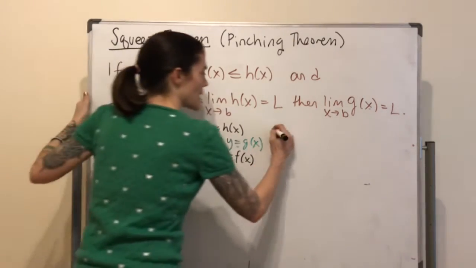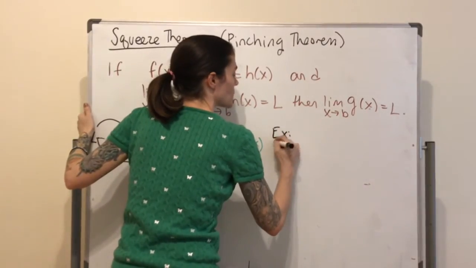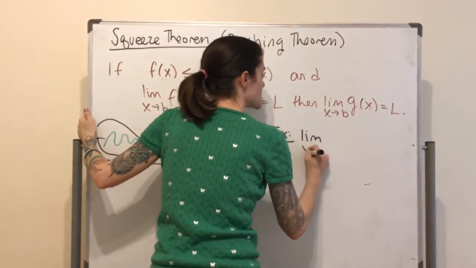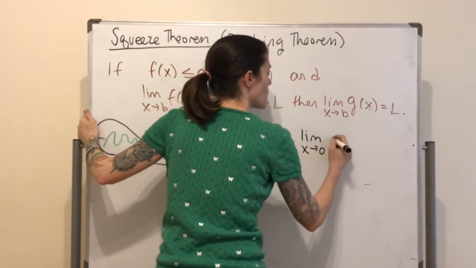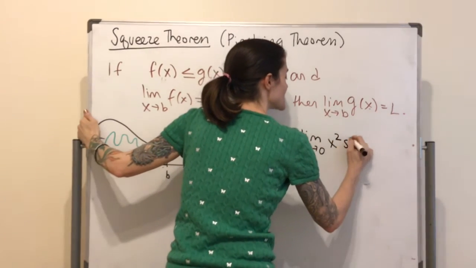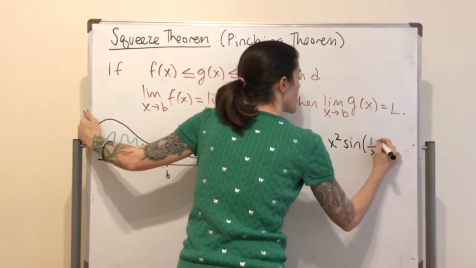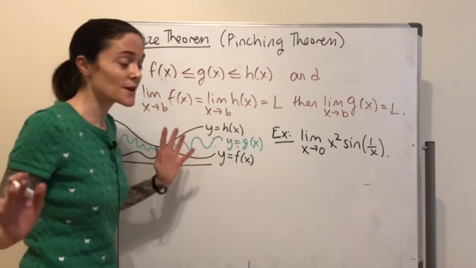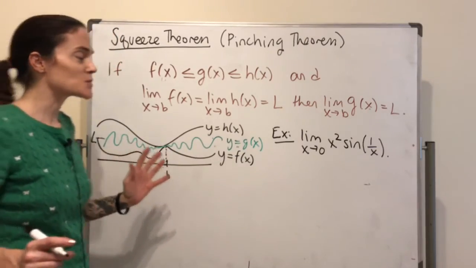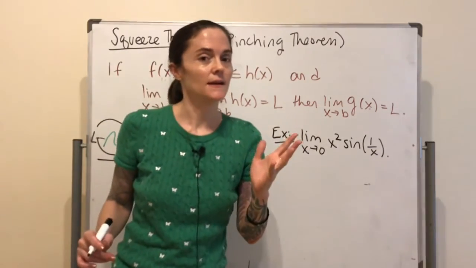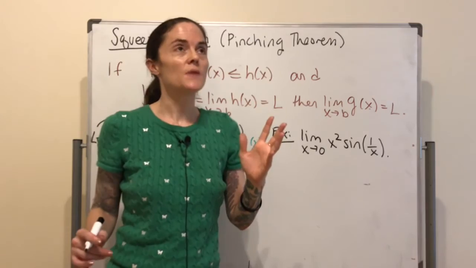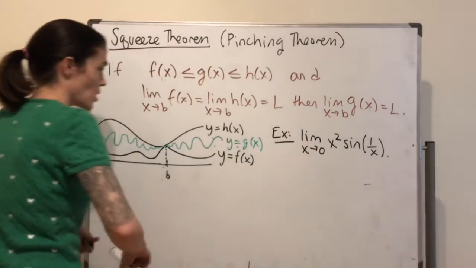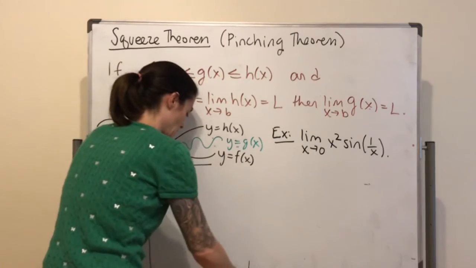So what's going to be my example? Let's look at the limit as x approaches 0 of x squared sine 1 over x. This is a perfect function for using the squeeze theorem, because what do we know about the sine? Well, the sine always sits between -1 and 1.